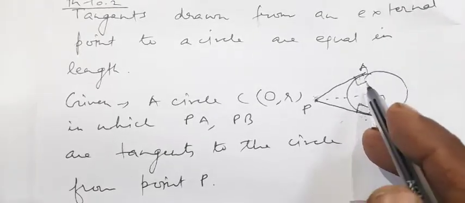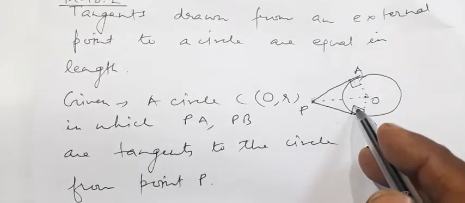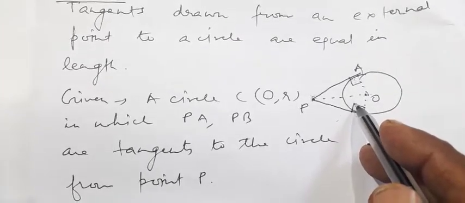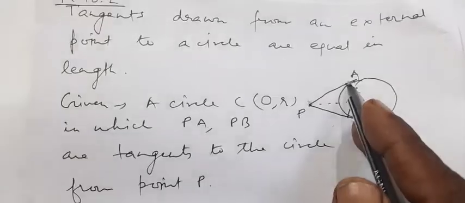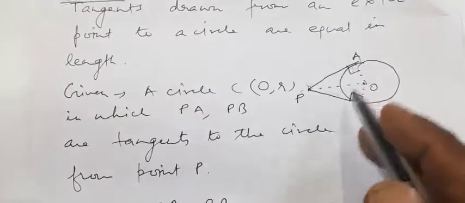Now, using the RHS property, we can say that these two triangles are congruent. Therefore, using CPCT, we can say that PA and PB will be equal to each other. That we have proved over here.